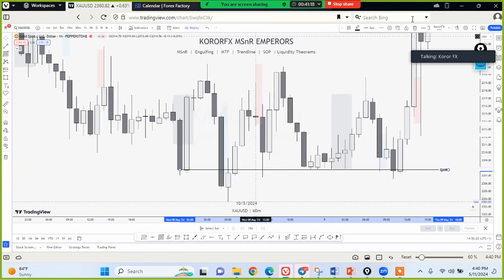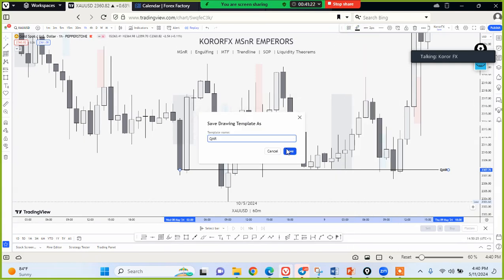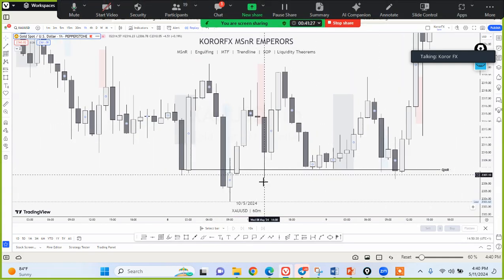I already have it, I don't know why I'm saving it again. Okay, oh, I deleted. So QMR, you guys can see several types.